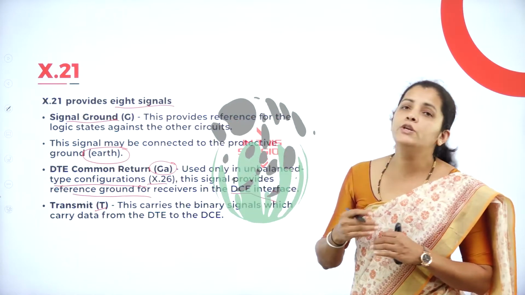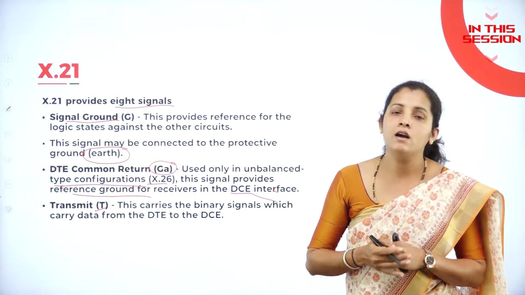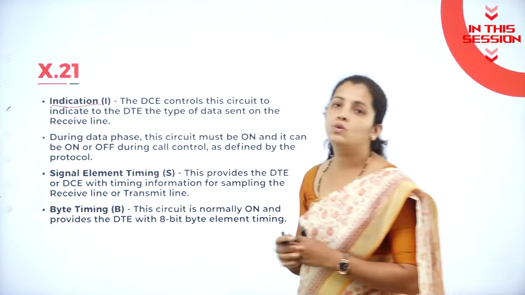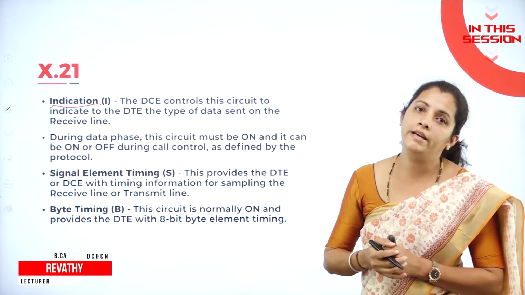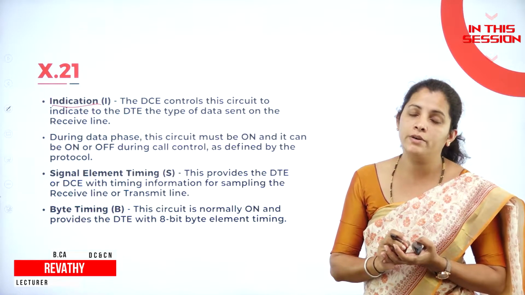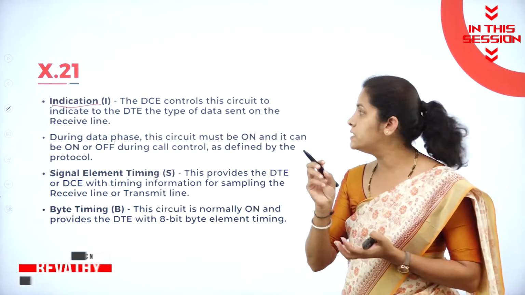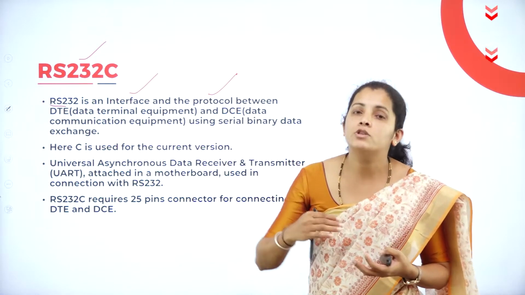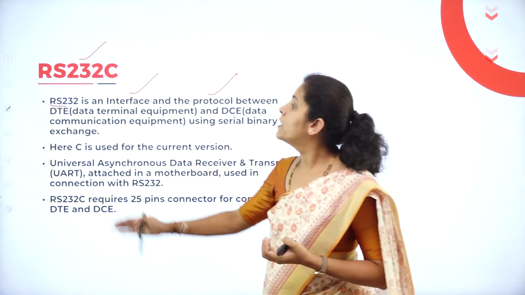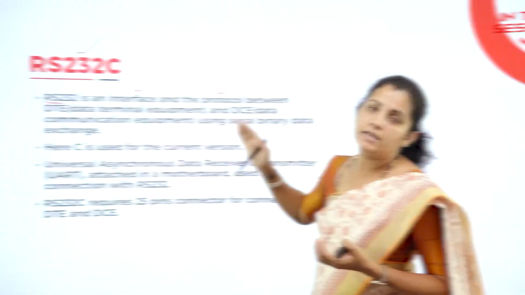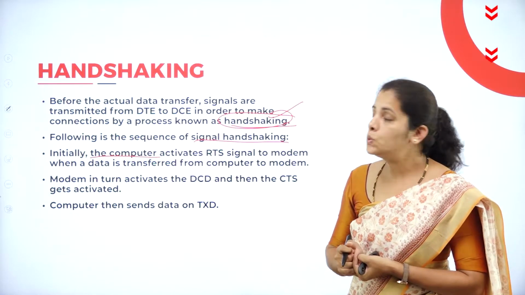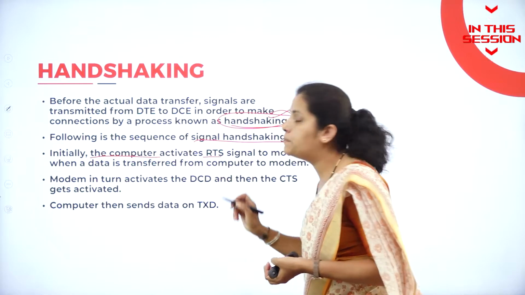So it is mainly used to transfer the data from one equipment to another equipment. So that is mainly used to indicate the data transfer between DTE to DCE. By using RS-232C, it's possible to transfer the data from DTE to DCE. The computer is going to activate request to send, that is indicated by RTS signal.